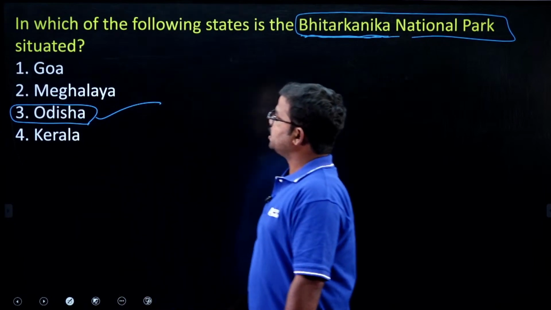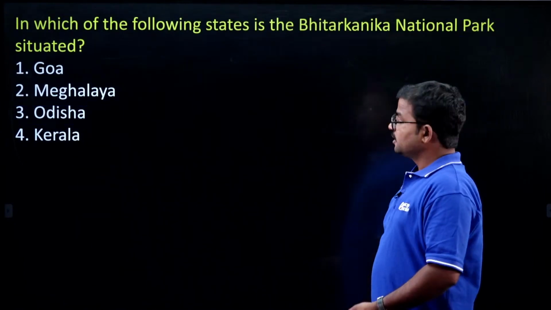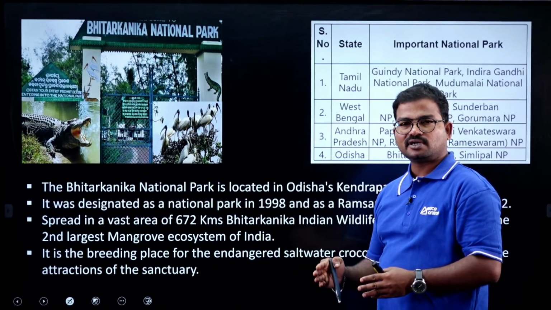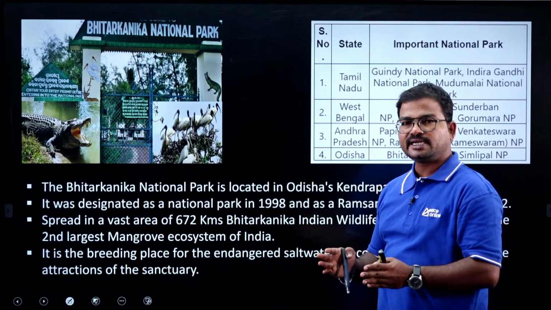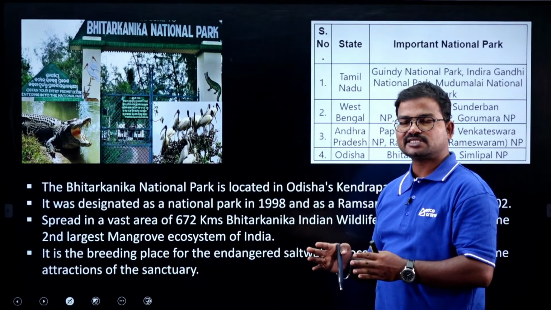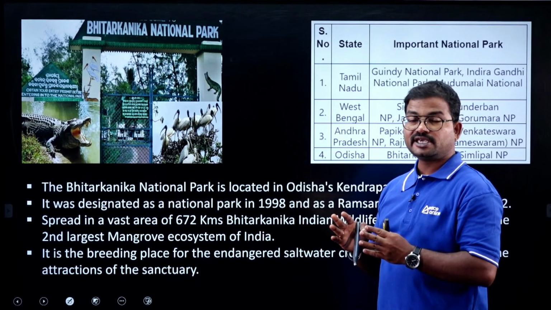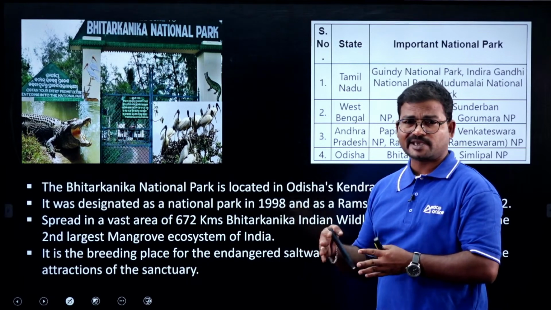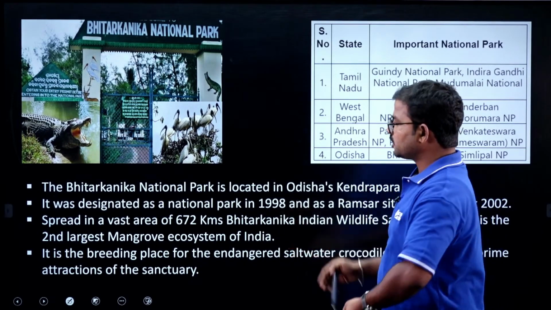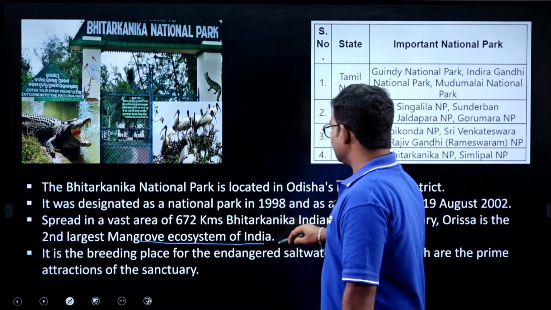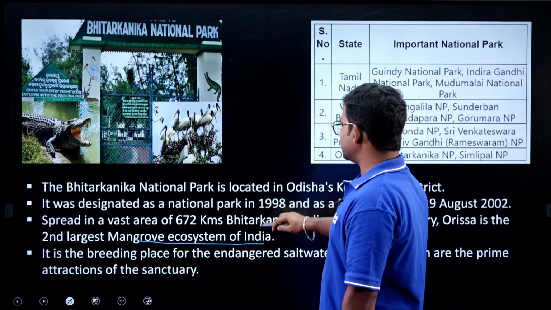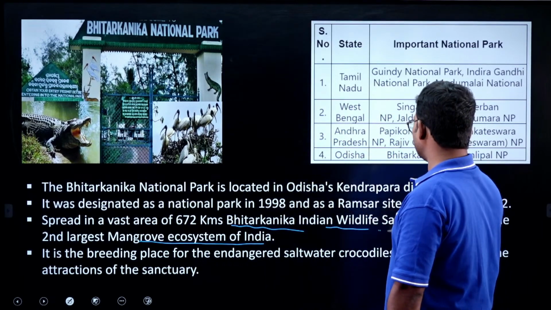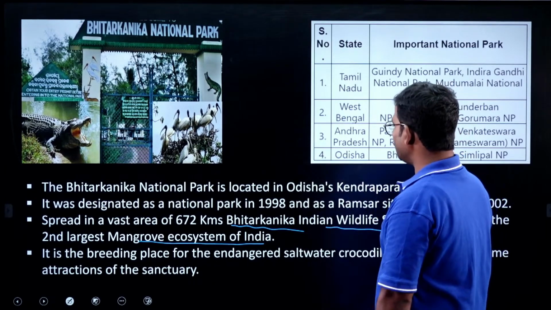So Odisha, what is the speciality of this Bhitarkanika National Park? In that locality, mangrove regions are also there. India's second largest mangrove we observe in the locality of Odisha. India's largest mangrove we observe in the locality of West Bengal, that is nothing but Sundarban. But the second largest mangrove ecosystem we observe in the surroundings of Odisha, Bhitarkanika National Park, or Bhitarkanika Wildlife Sanctuary. It is located in the region of Odisha.